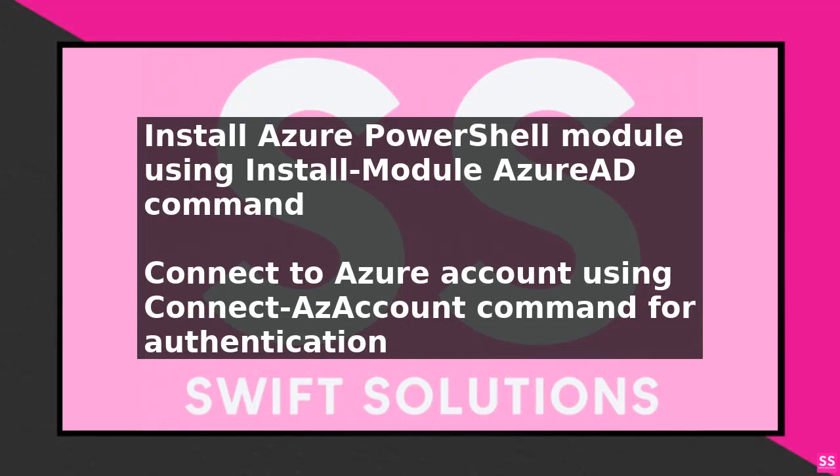To use PowerShell for Azure SQL Scale-Out, you need to start by installing the Azure PowerShell module. This module provides a set of cmdlets that allow you to manage Azure resources from the command line. You can install it by running the Install-Module Azure AD command in PowerShell.